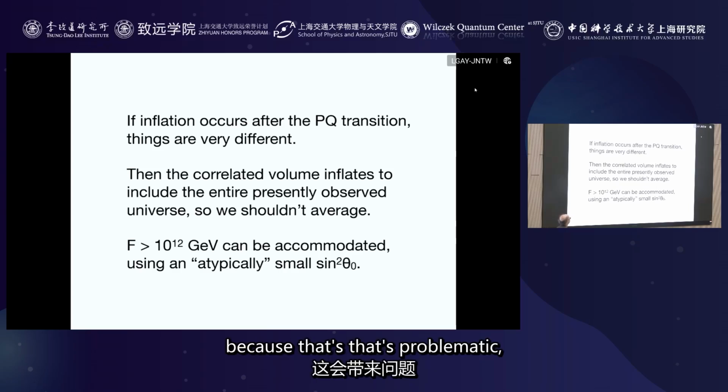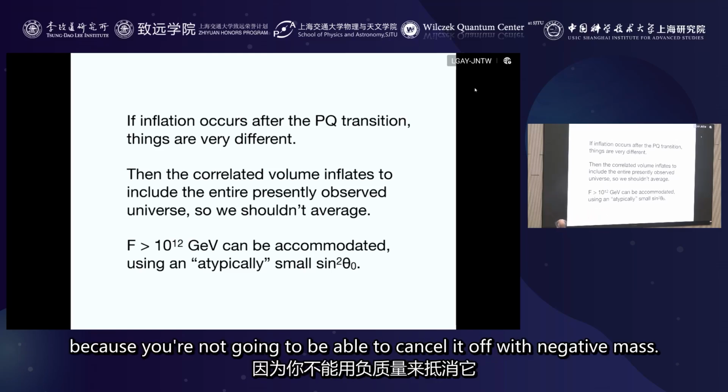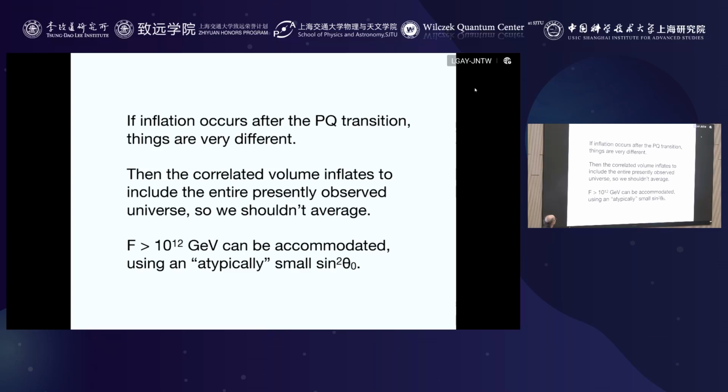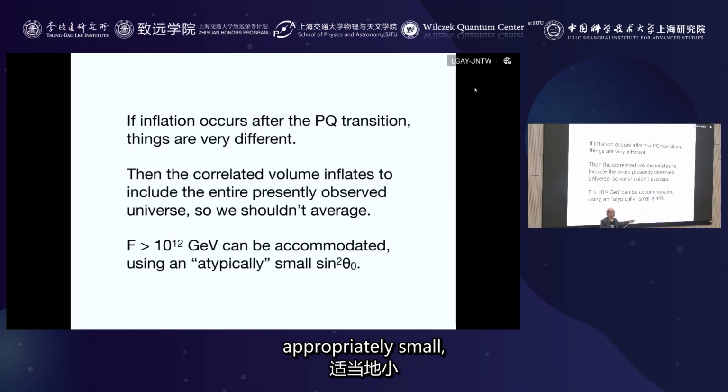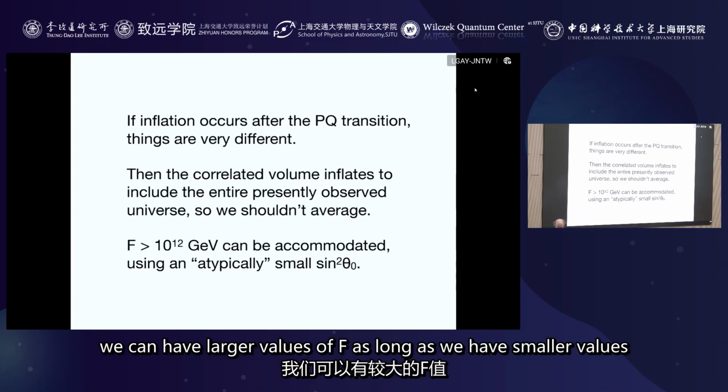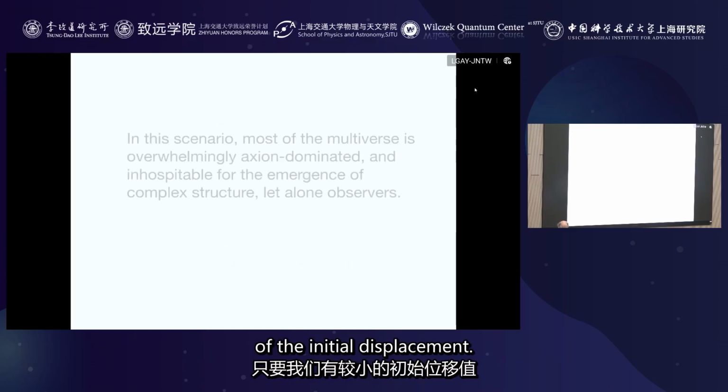That's problematic because you're not going to be able to cancel it off with negative mass. But now we can accommodate the larger values of f if we keep f sine squared theta appropriately small. So we can have larger values of f as long as we have smaller values of the initial displacement.